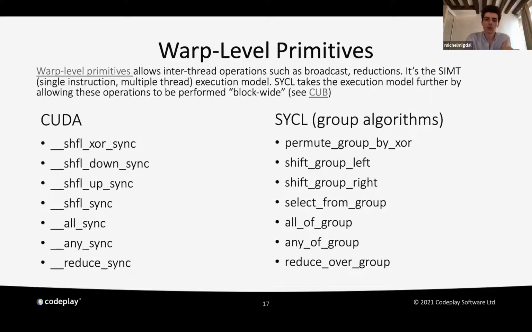And so the main advantage of these primitives is that you can have inter-thread communication within a warp, or a SYCL subgroup. So it's way faster. You are not using local memory. There is no latency.